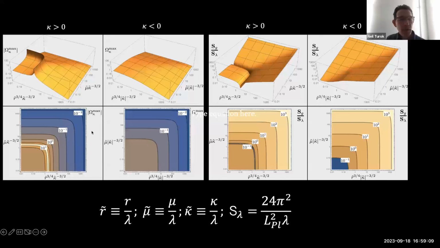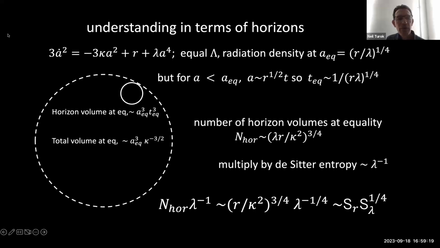Okay, so these are some other graphs. This is including matter. I won't dwell on these, but we have calculated all of this in great detail. And the results can also be understood in terms of horizons. You can literally count the number of horizons, use the de Sitter entropy per horizon. You count the number of horizons at equality between lambda and the other forms of matter. And then the number of horizons times their area does indeed give you the same result for the gravitational entropy that we calculate.